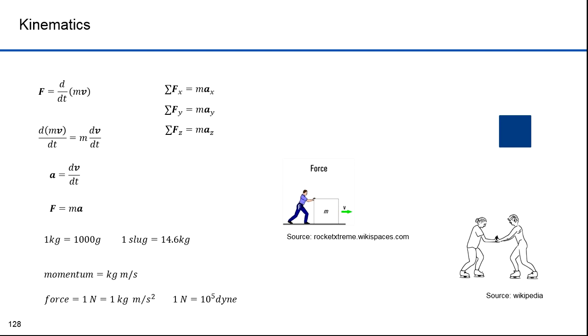In the British system, the standard quantities are force, length, and time. The unit of force in the British system is the pound, abbreviated lb, which is 1 slug foot per second squared. 1 pound equals 4.45 newtons.